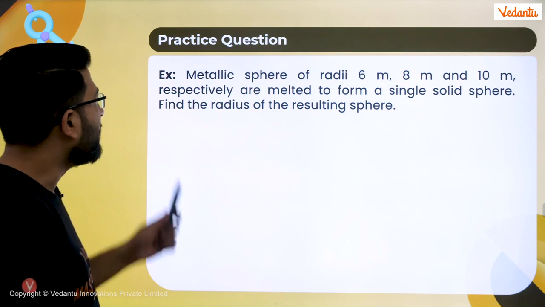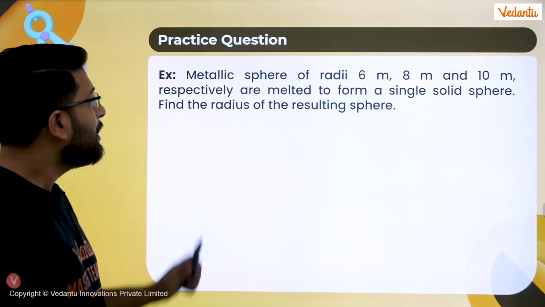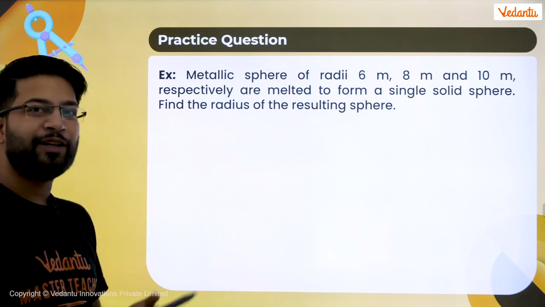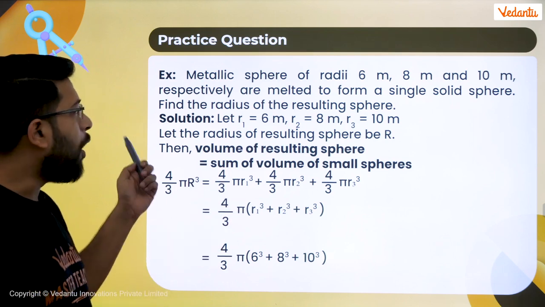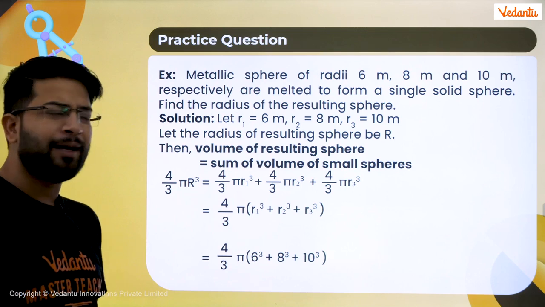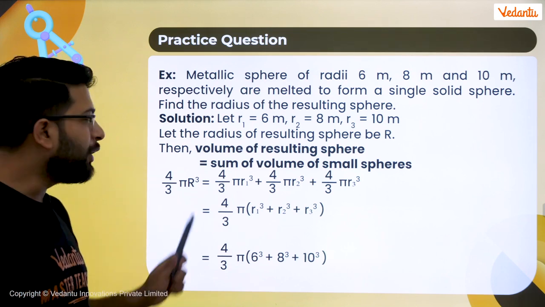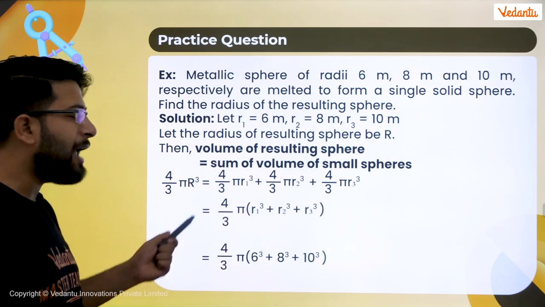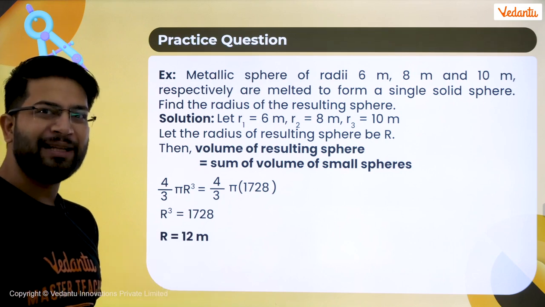Very good. Now look at this one. Metallic spheres of the given radii are melted to form a single solid sphere. Find the radius of the resulting sphere. Simple. The volume will be equal, right? The volume of all the small spheres will be equal to the volume of the largest sphere. Very simply, 4/3 pi capital R cube equal to the volume of the small spheres. We know the radius. 4/3 pi will get cancelled out and we will get R equal to 12 meter. I hope it is clear.